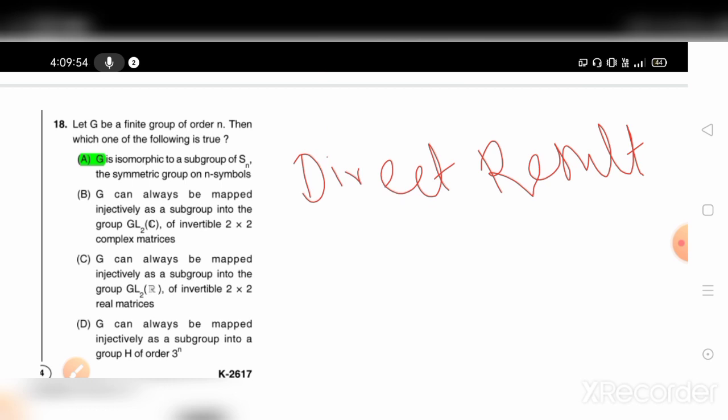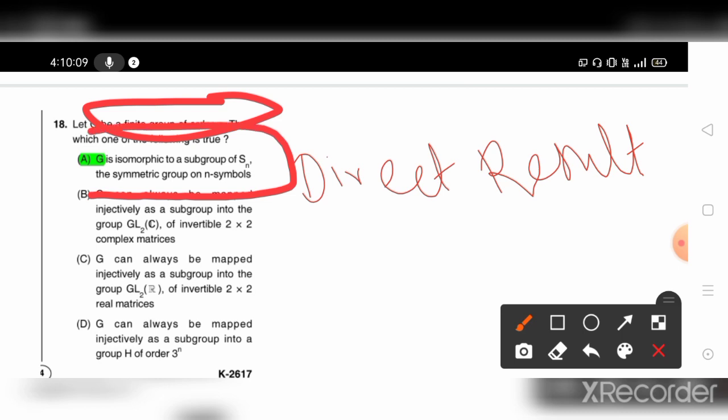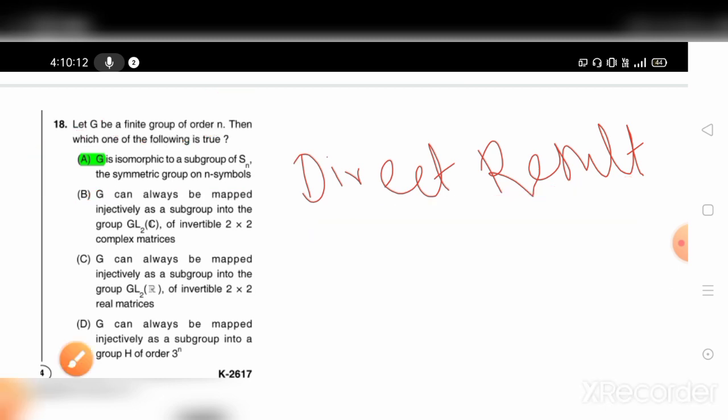Next question: let G be a finite group of order n. Which of the following is true? G is isomorphic to a subgroup of Sn, the symmetric group on n symbols. This is a direct result.